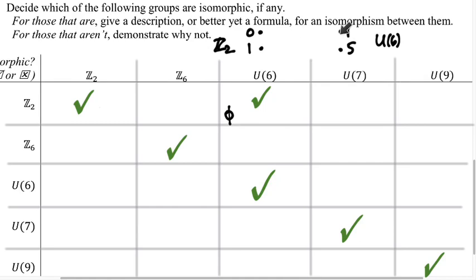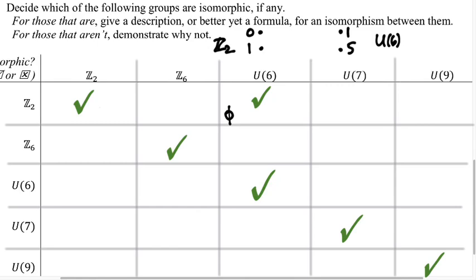In U6, what's the order of 1? It's 1, it's the identity. And what's the order of 5? It's 2, because 5 times 5, 5 squared, is 25, which is 1 mod 6. So we get back to the identity. So the orders of the elements match up. But that may not be sufficient. It's a necessary condition for isomorphism, but it may not be enough.